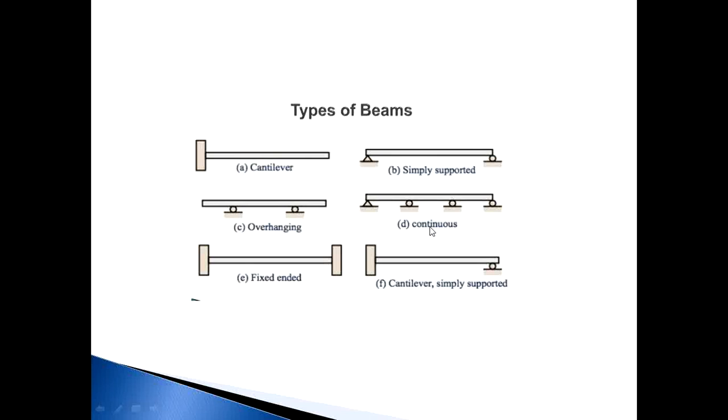Continuous beam. For a continuous beam, the number of supports is more than 2. In this beam, there are 4 supports and 3 spans, so it is a 3-span, 4-support continuous beam. The next one is the fixed beam. Fixed beam means both ends are fixed. And the last one is the propped cantilever, the proper cantilever beam, which means one end is fixed and the other, far end is simply supported.